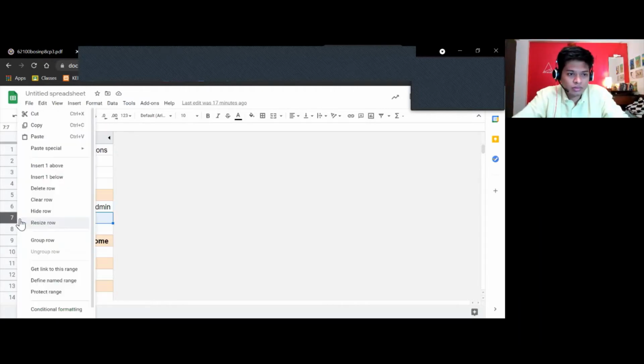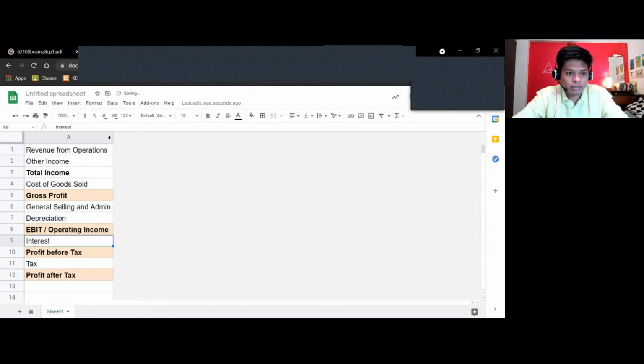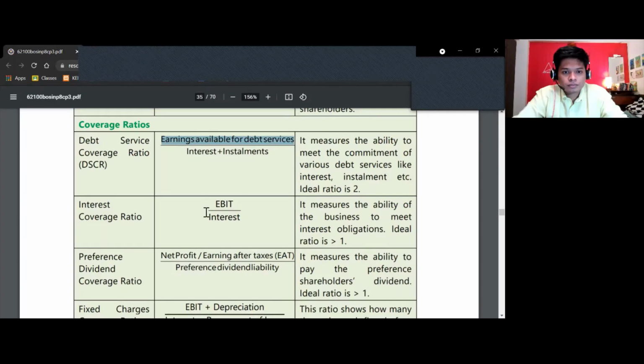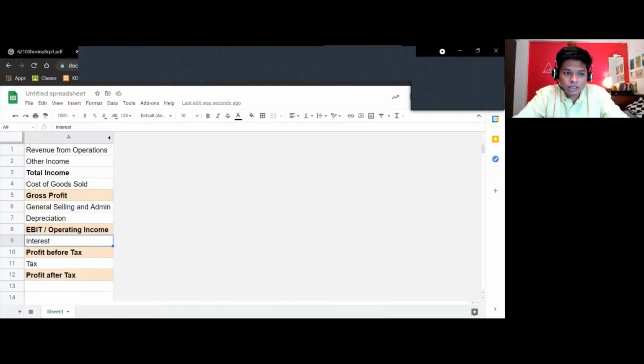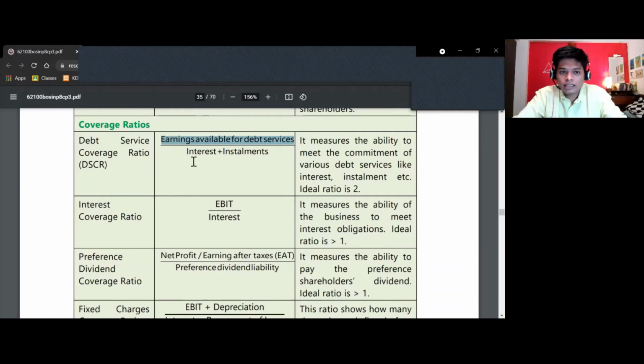Ideally, I should remove the finance cost from here because I have taken it for interest. Now, out of this, when you come back to here, earnings available for debt service. Which is my earning that is available for debt service? This earning before interest and tax is what is available for me to pay off my debt. So this is what I'll take in the numerator and then divide by the interest and installment.